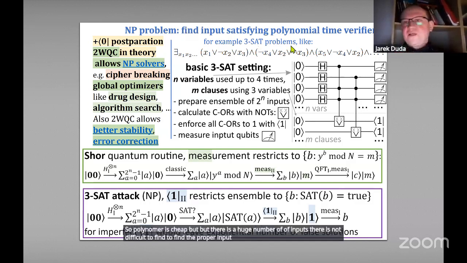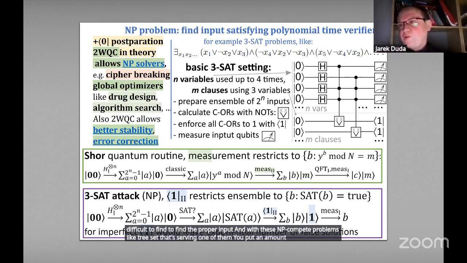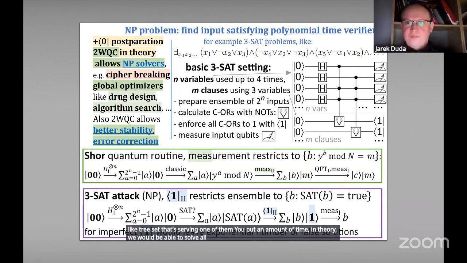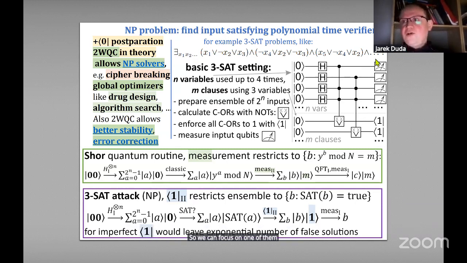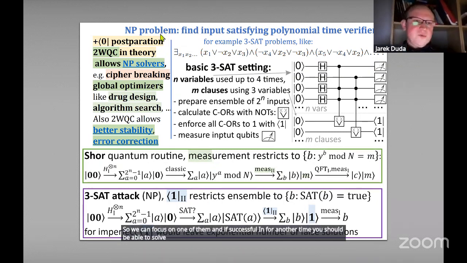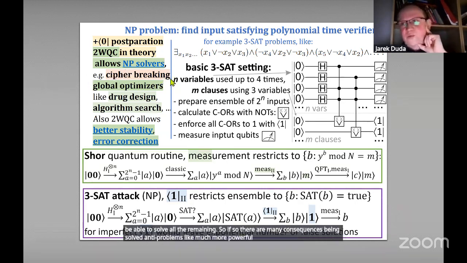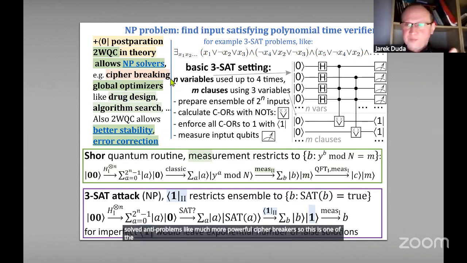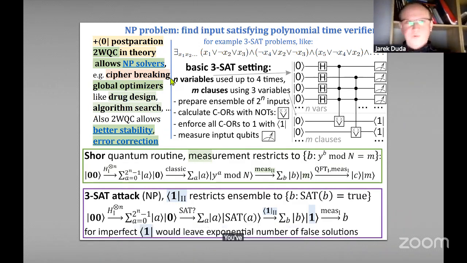And there are these NP-complete problems like 3-SAT, such that solving one of them in polynomial time, in theory, we would be able to solve all of them in polynomial time. So we can focus on one of them, and if successful in polynomial time, you should be able to solve all the remaining. If so, there are many consequences of solving NP problems, like much more powerful cipher breakers. So this is one of the dangerous consequences if successful with two-way quantum computers.